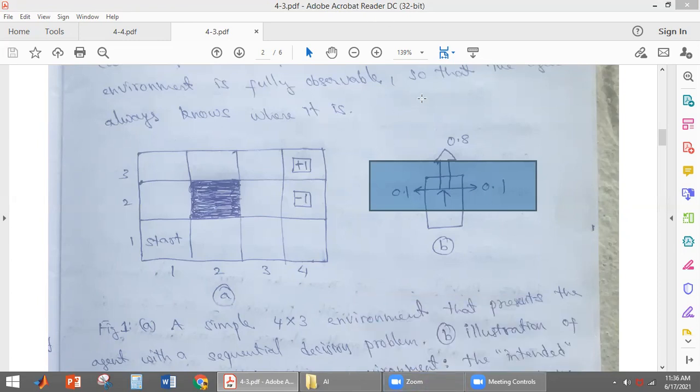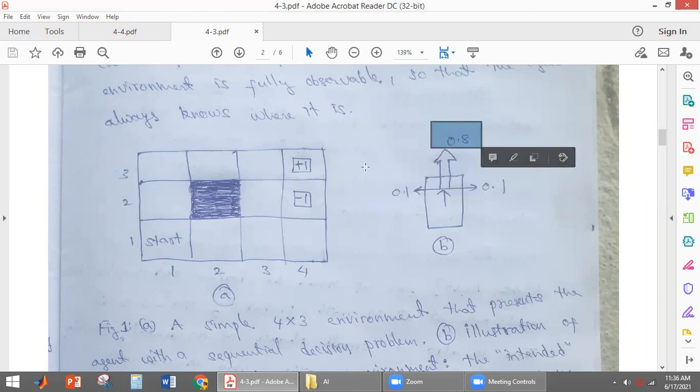Okay, so what does this transition model give? It gives the probability for the action. If moving up is the action, then the probability of moving from one state to the other state is 0.8. So this transition model gives us the probability.